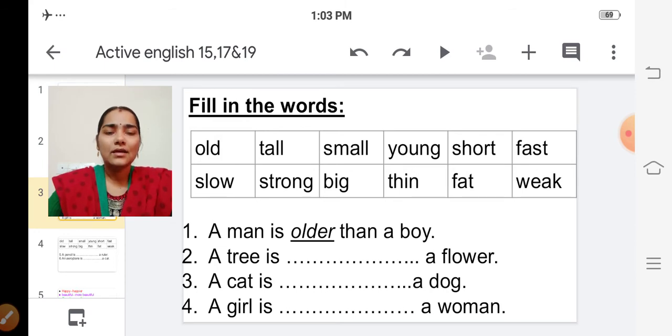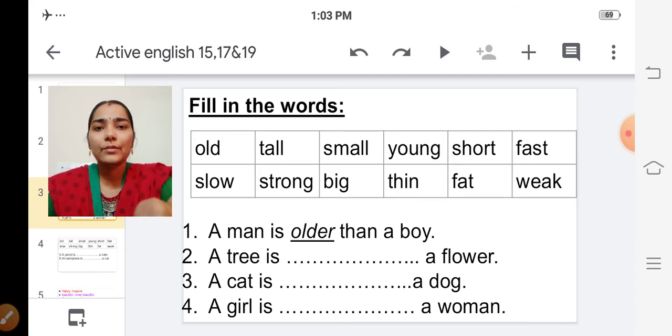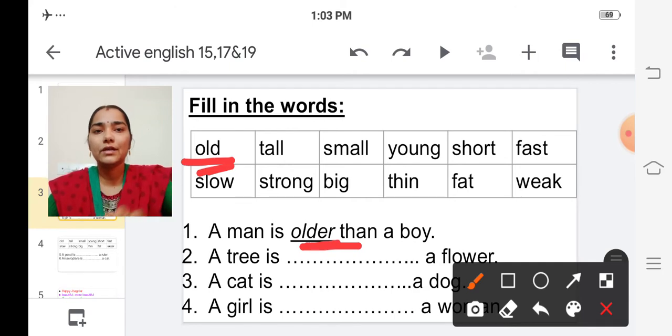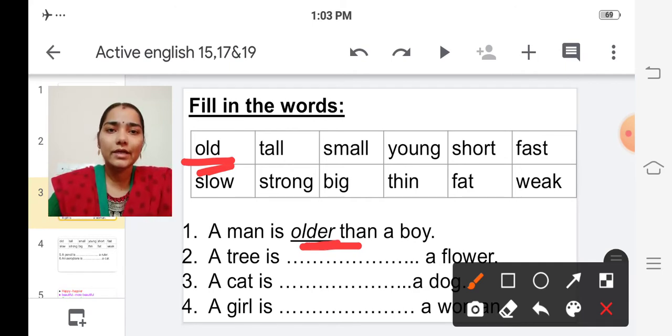A man is older than a boy. So this old becomes older, older than. What is the comparative adjective for old? It is older. Old, older. Older than a boy.